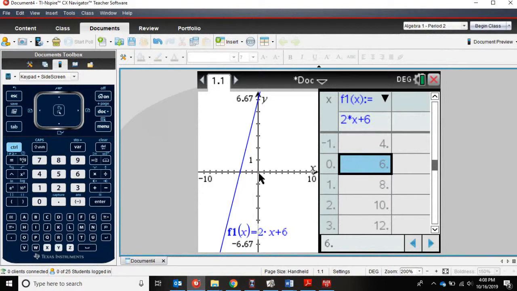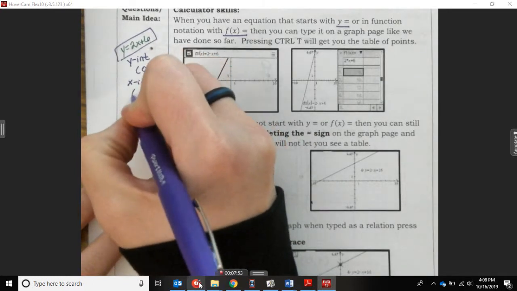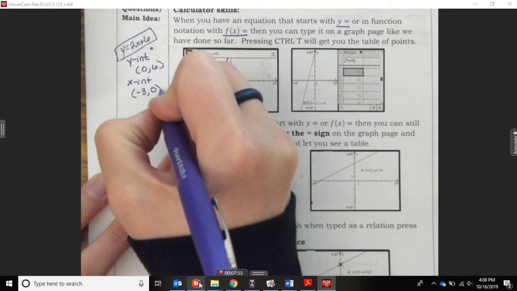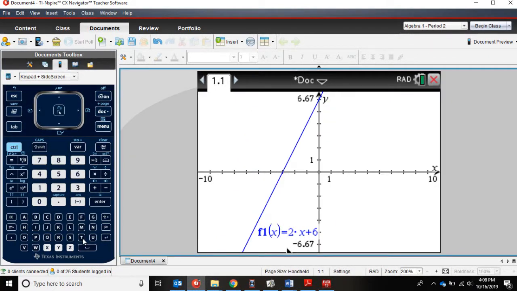And then we're going to look at the x-intercept. So the x-intercept, if I look on the graph, it looks like it's at negative 1, 2, 3, which means I need to keep scrolling up. And there it is, negative 3, 0. So again, on our paper, we're going to write x-intercept is negative 3, 0. But that's how you use the table. If I want to get rid of the table, I get rid of it the same way I got it, Control-T. So you should be following along on your calculator.